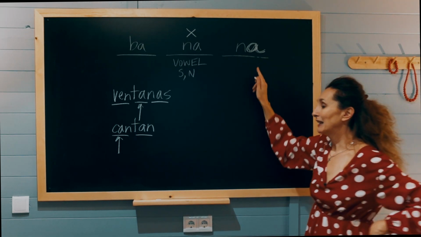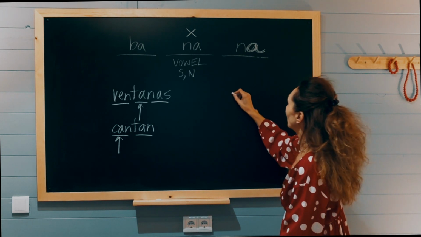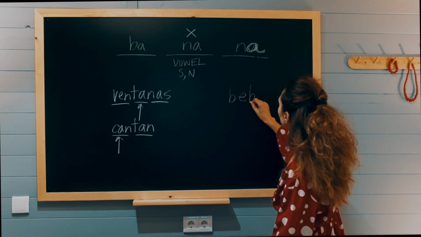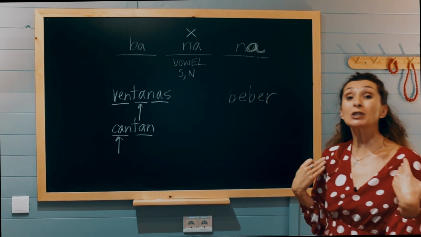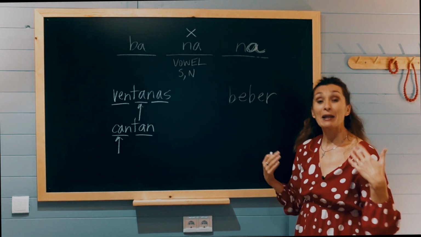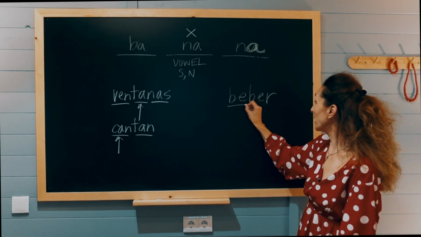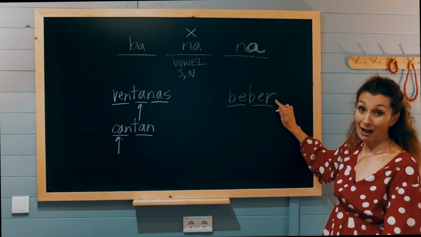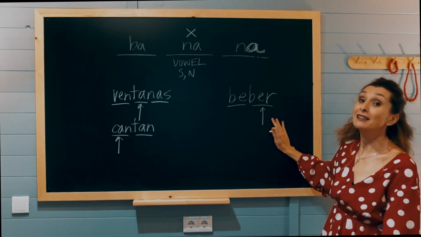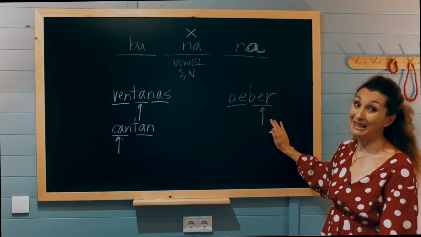Okay. Let's see. A word that ends in, I don't know, beber is to drink. Me gusta beber. I like to drink, for example. Not true, but let's say, me gusta beber. Beber is to drink, okay? We have ber. This is not a vowel, it's not an S, it's not an N, so it's this last syllable that is accentuated. Beber.